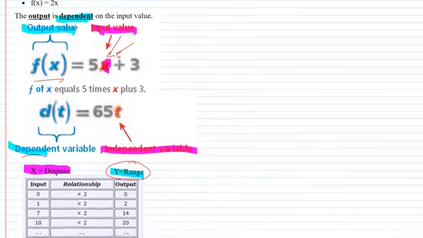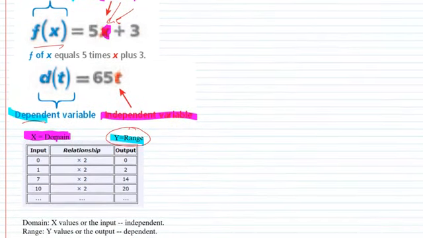Now you can create a table for these, and sometimes you see an input-output table. So here the input, the number we're putting in, is always our x value, and your output is going to be your range. So if I have x times 2, 0 times 2 is 0. My input and output happen to be the same thing. If I have 1 times 2, then I get 2. If the x value is 7, 7 times 2 is 14, etc.